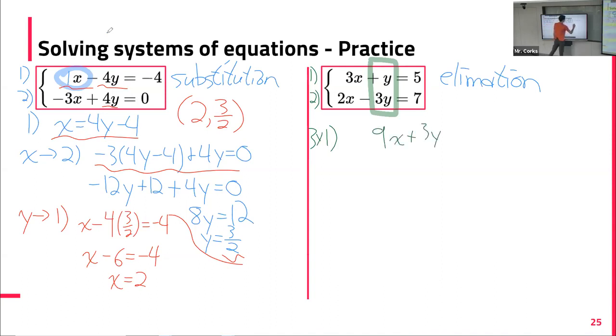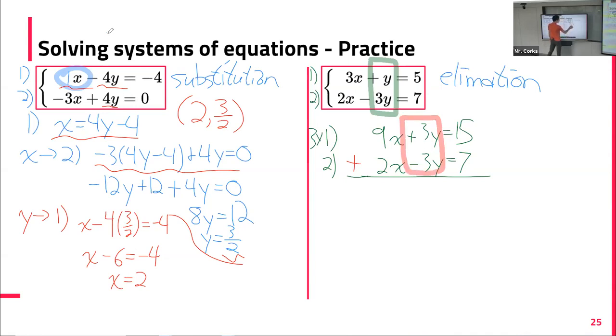9x plus 3y equals 15. And then equation 2, don't need to multiply. 2x minus 3y equals 7. Are we adding or subtracting these? Adding them. Okay, so again, we have the same coefficients here, so those will eliminate, but we have opposite signs, so we need to add. So if we do that, we will get 11x and then 0y. I won't write that, and we get 22. So x is 2.